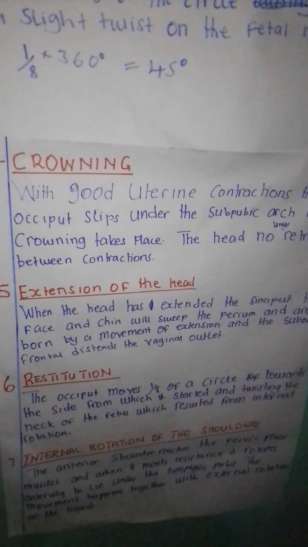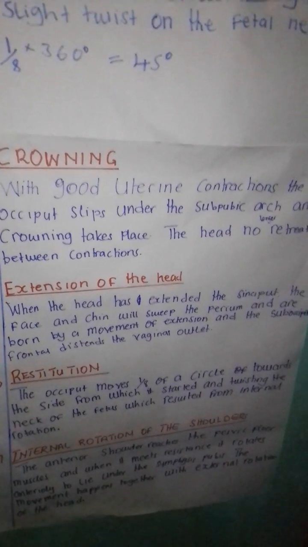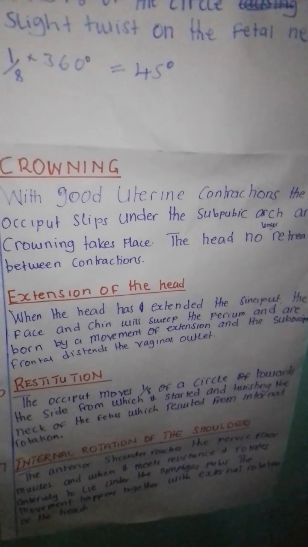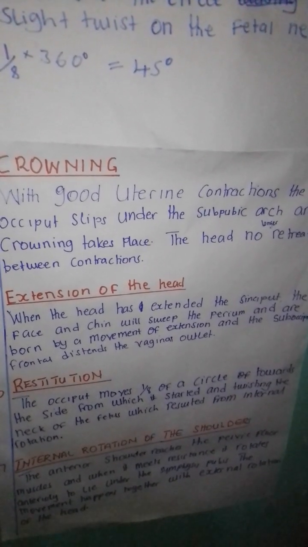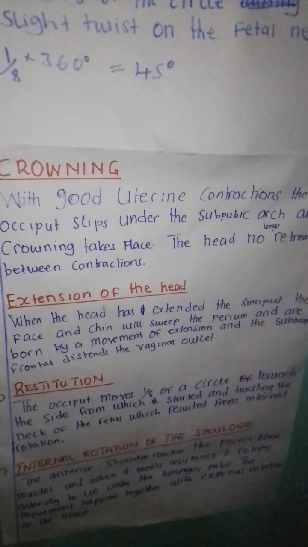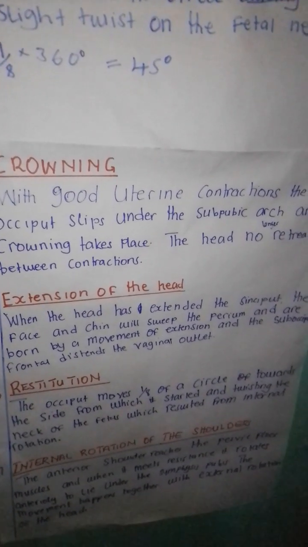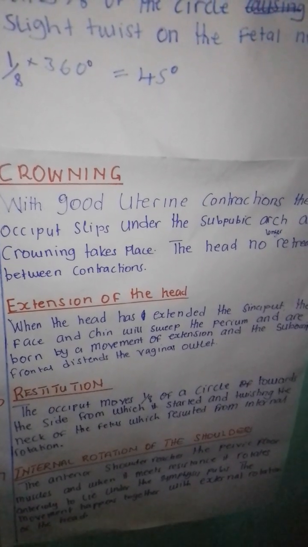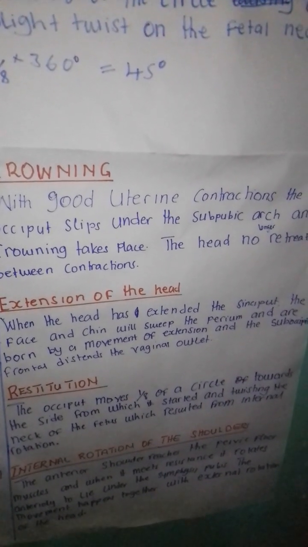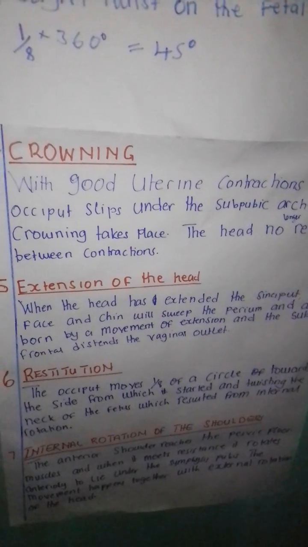When the fetal head has extended, the face and chin will sweep the perineum and are born by movement of extension, and the suboccipital frontal distends the vaginal outlet.